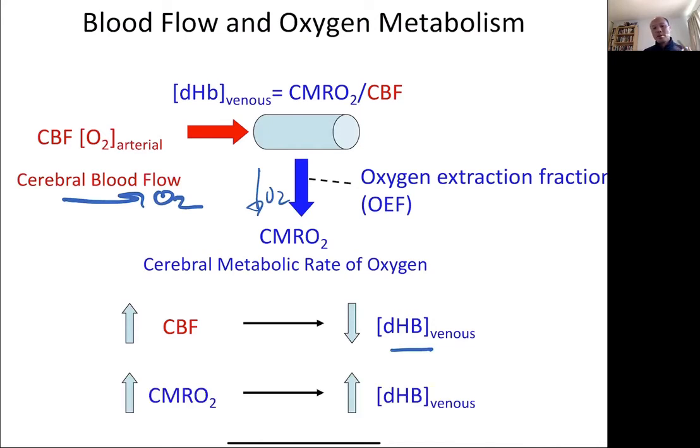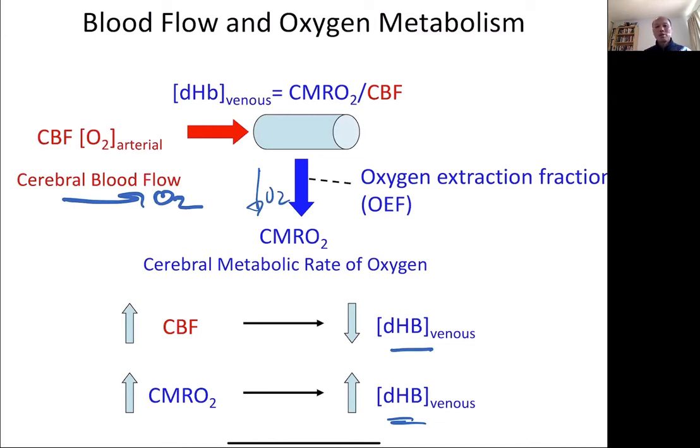Whereas if there's more metabolism, then a lot more of the oxygen is going to be used, so that's going to tend to increase the deoxyhemoglobin. So there are competing factors: one mechanism is trying to deliver oxygen, the other is trying to use it up. And the question is, which one wins out? If they were equally balanced, there'd be no change in deoxyhemoglobin. There would be no fMRI signal.